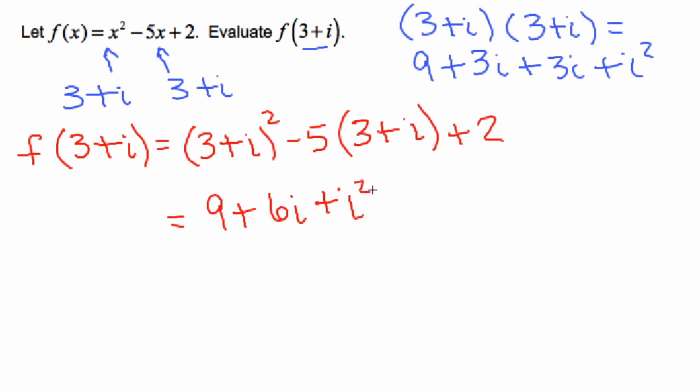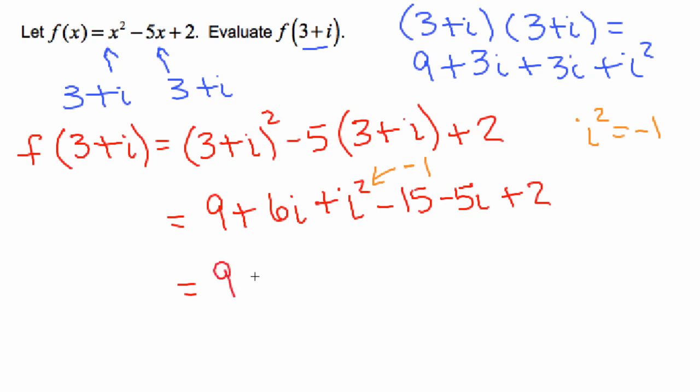Now I'll distribute, so I'm having this negative 5 multiplied through to 3 plus i. This gives me negative 5 times 3, which is negative 15, minus 5i, and then plus 2. Well, we're going to combine like terms, but before we do, let's recall that i squared is equal to negative 1. So we'll make that substitution. So we have 9, then we have plus 6i, we have minus 1, minus 15, minus 5i, plus 2.